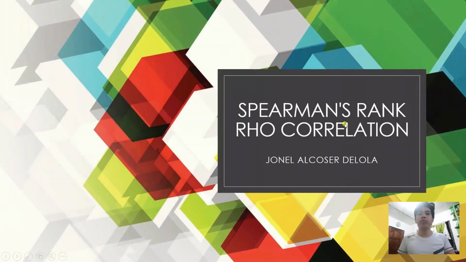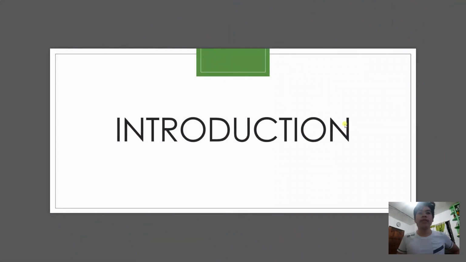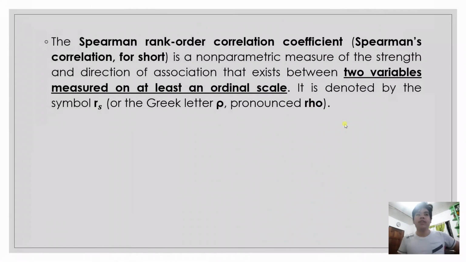My topic for today is Spearman's rank order correlation. Introduction. The Spearman rank order correlation coefficient, or Spearman's correlation for short, is a non-parametric measure of the strength and direction of association that exists between two variables, measured on an interval and ordinal scale. It is denoted by the symbol r sub s, or the Greek letter rho.